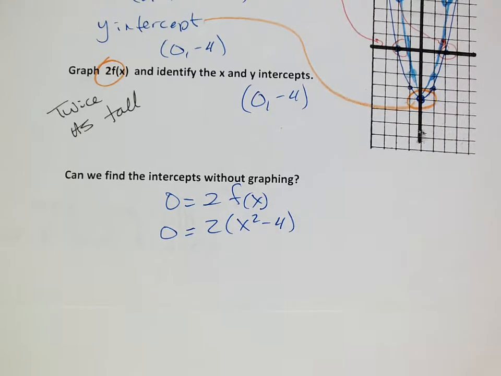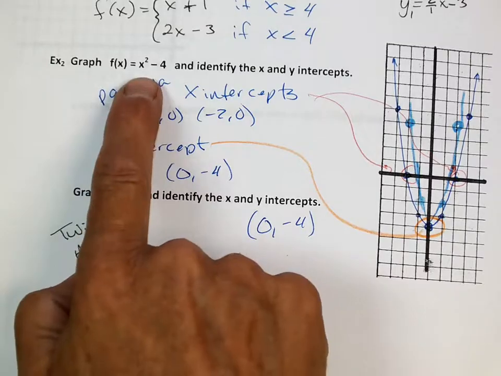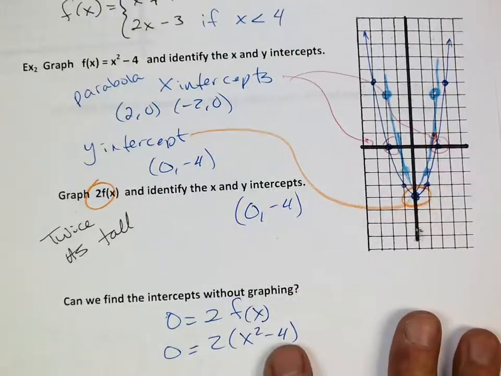So here's what I did, okay? At this spot, the graph is equal to 0, right? So I set it equal to 0, okay? But I want to know when it's 2f of x. Well, f of x, what is f of x? Well, it is x squared minus 4, okay? So now I've got some algebra to do. So what I did is I set the 2f of x equal to 0, okay?